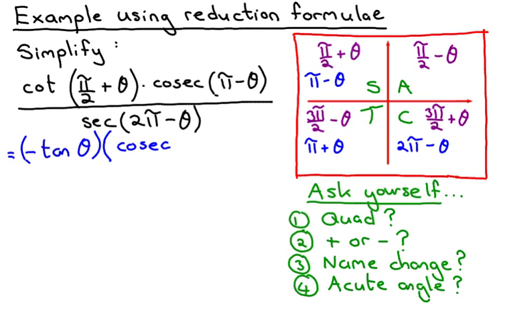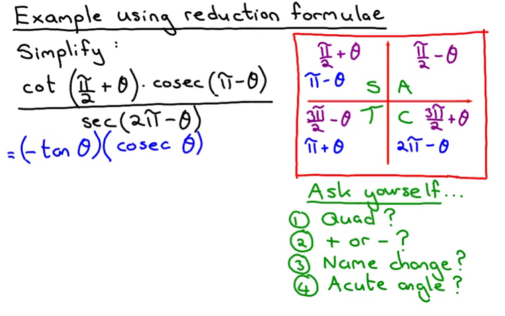Is there a name change? No, because I'm not dealing with pi over 2. Then the last question that I actually need to ask myself is, what is the acute angle? When we're dealing with a variable like theta or alpha or beta, it's automatically going to be my acute angle. So that last question comes into play more when I've got a numerical question.